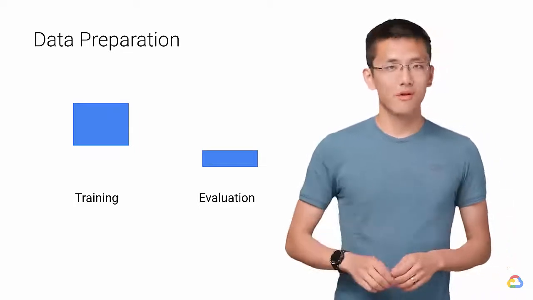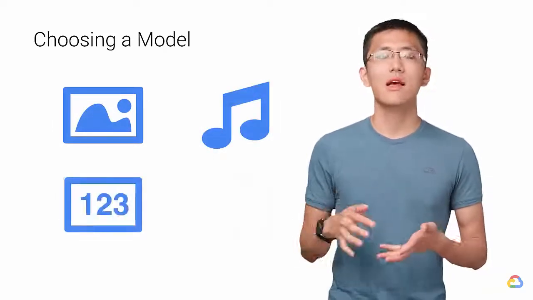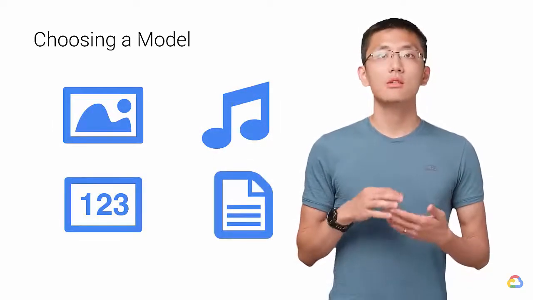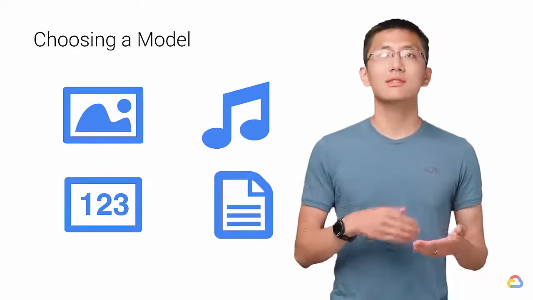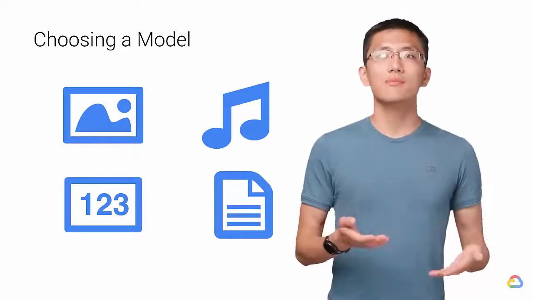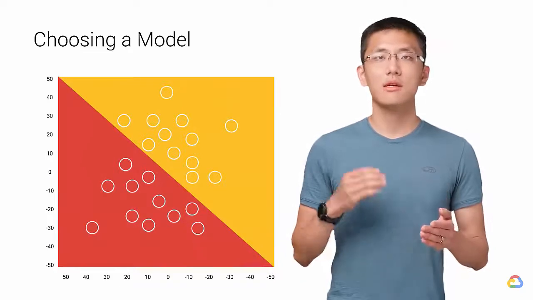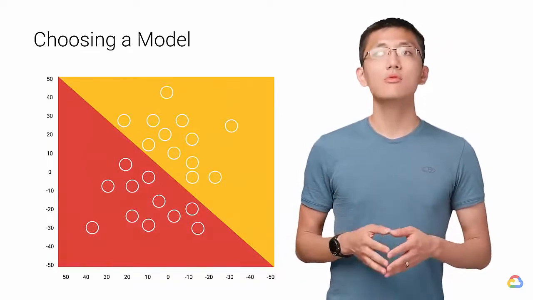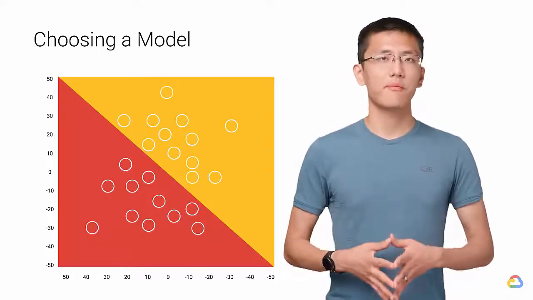The next step in our workflow is choosing a model. There are many models that researchers and data scientists have created over the years. Some are very well suited for image data, others for sequences such as text or music, some for numerical data, and others for text-based data. In our case, we have just two features, color and alcohol percentage. We can use a small linear model, which is a fairly simple one that'll get the job done.